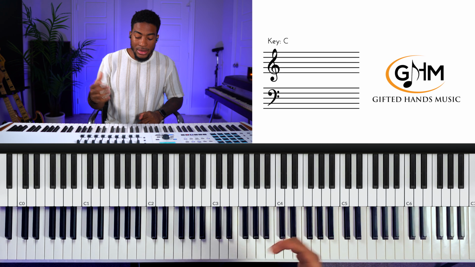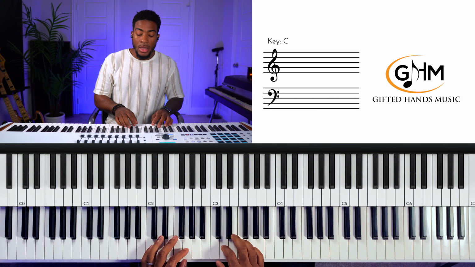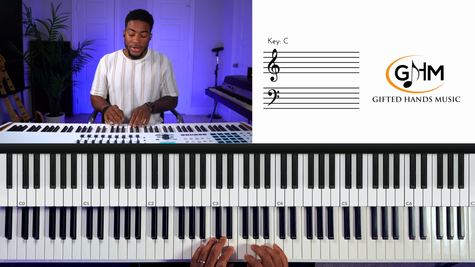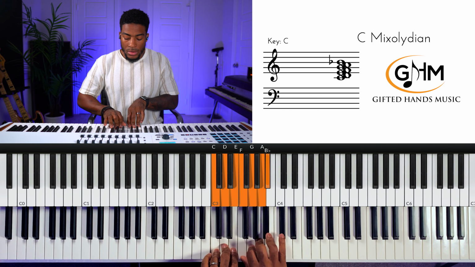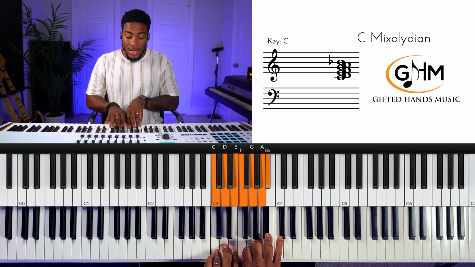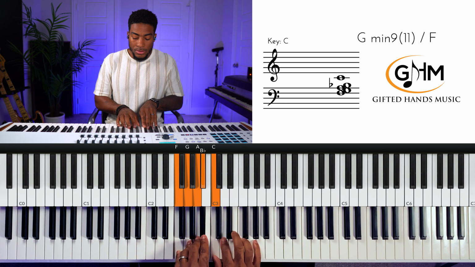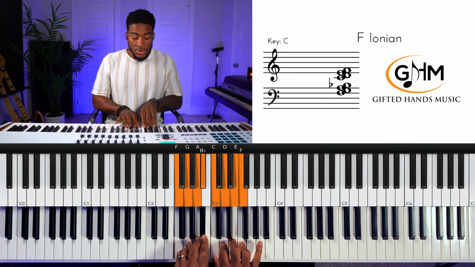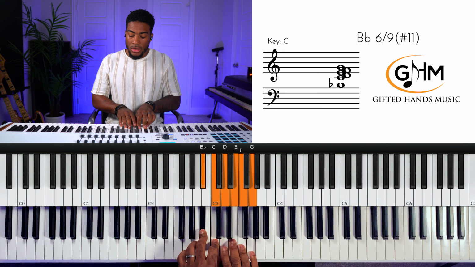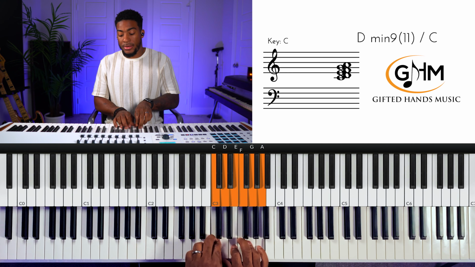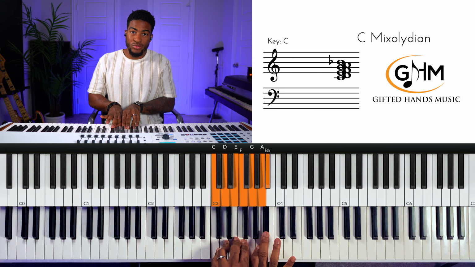So what does that mean practically? Practically, let's take C Mixolydian, for instance. 1, 2, 3, 4, 5, 6, 7. So C Mixolydian is the same scale, the same grouping of notes as the F major scale. See here? We're just taking the F, G, and the A, and we're going to put it on top. F, G, A, oh, and B flat, my bad. So we'll put the B flat on top too. And that gives us C Mixolydian.